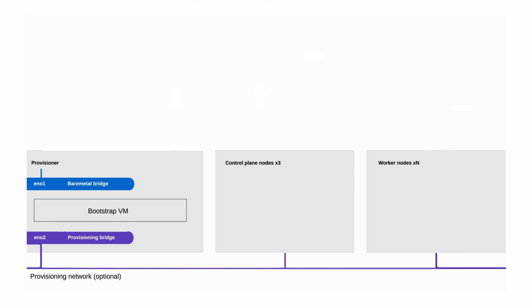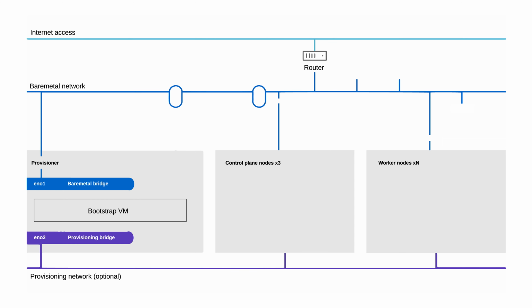The provisioner in most cases will need 2 bridges connected to 2 networks. The first network is optional if your hardware supports Redfish. It's a non-routable provisioning network used to PXE boot your OpenShift nodes. The second network is a routable bare metal network used for all the Kubernetes traffic.